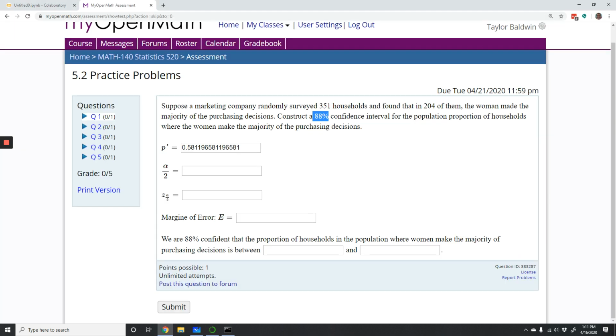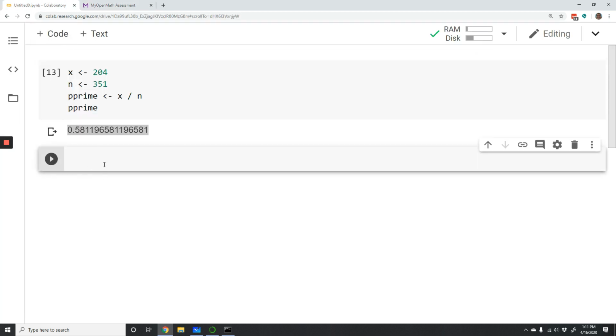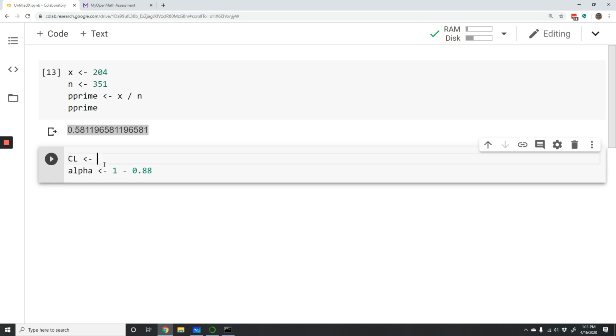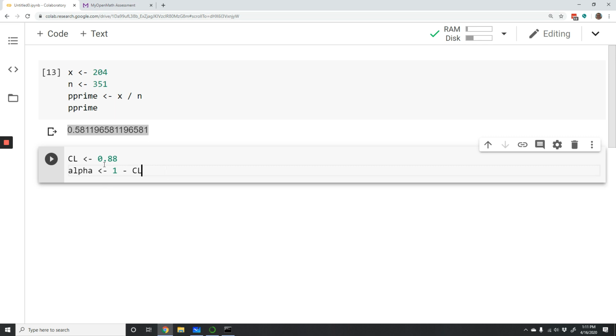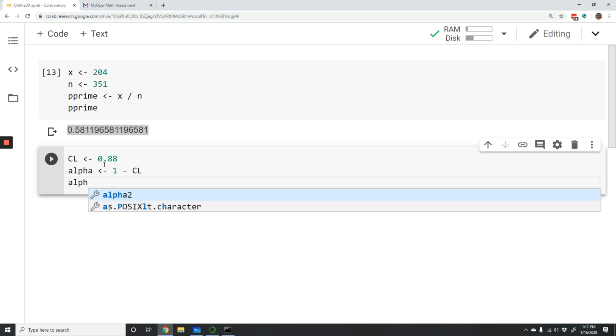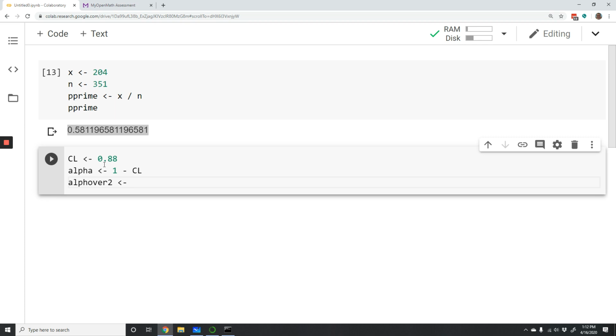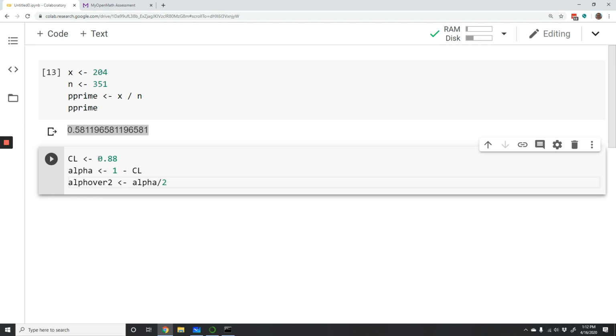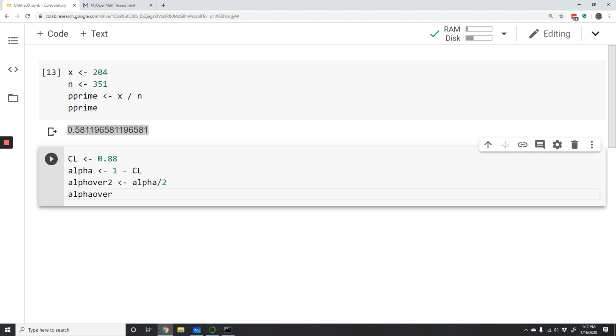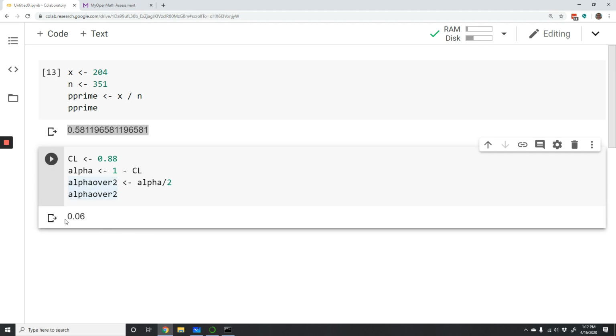So let's go to our notebook. Confidence level is 0.88. Alpha is 1 minus the confidence level. And we are really looking for alpha over 2, alpha divided by 2, half of that alpha. So I'll just take whatever I get there and divide it by 2. Let's see what that is. If you notice, I missed an A there, so alpha over 2. There we go. Let's run that. 0.06.